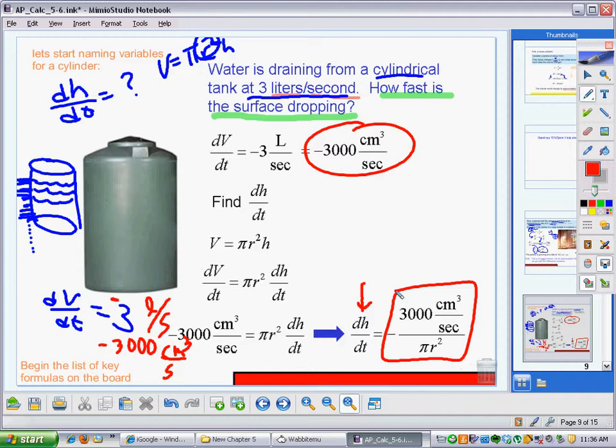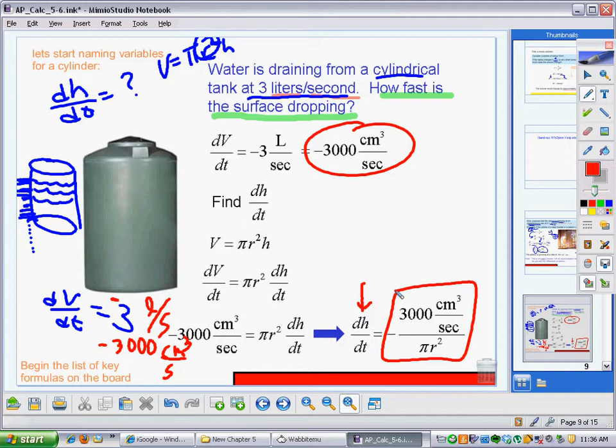Maddie, question. This is a formula for what? What's its answer represent? The change in height of the cylinder. Good. Willie, what would the units on this answer be? Change in height. Centimeters. Centimeters? Close. dH/dt. Centimeters per second. Does that make sense?